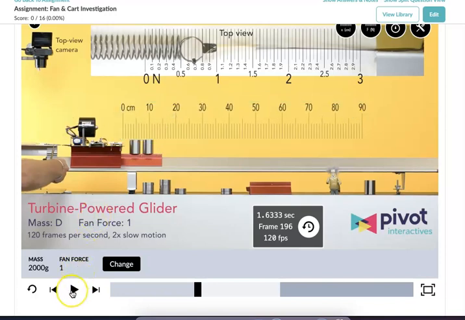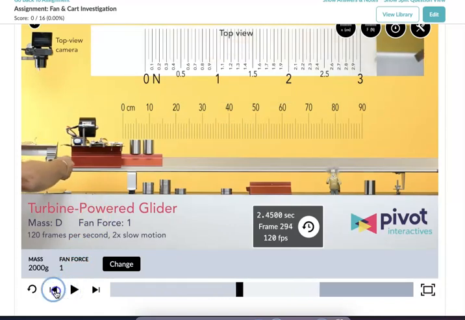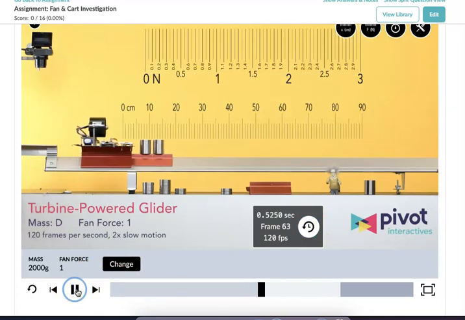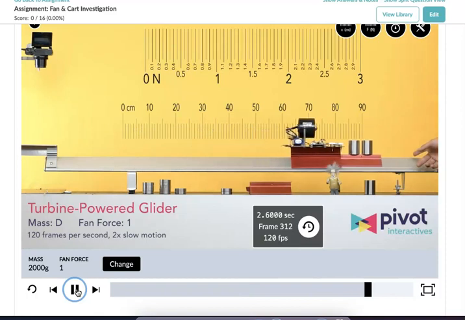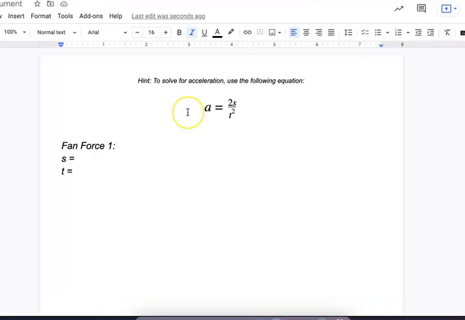And then I'm going to try to find the time in which this string is cut. It doesn't have to be perfect. There, that's close enough. And I click reset, and then I press play. And I'm going to wait for the cart to reach 90 centimeters, which is pretty close to right there. I'd say it's about right there. So that's 90 centimeters. So in my S, I have 90 centimeters.